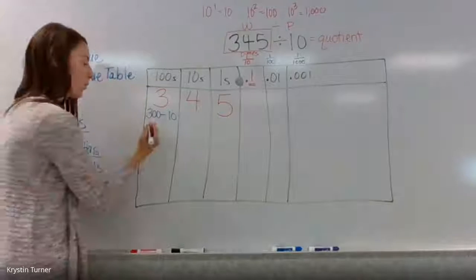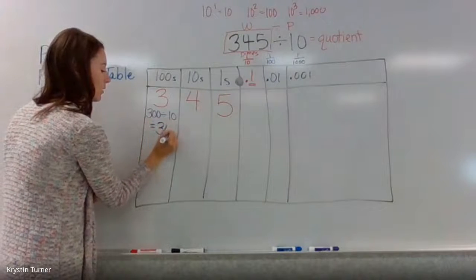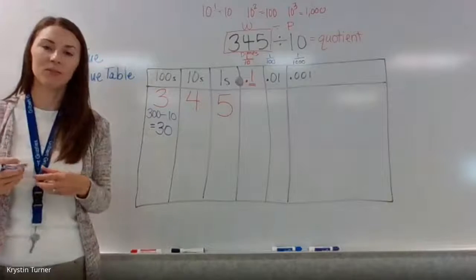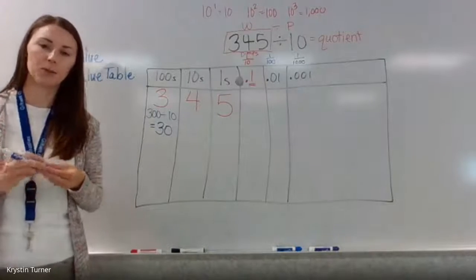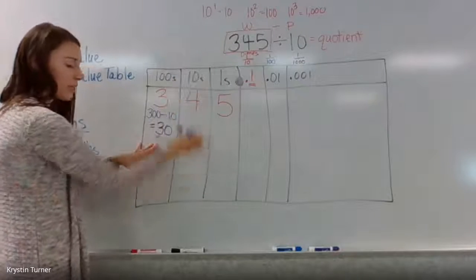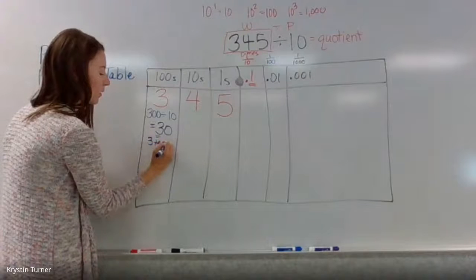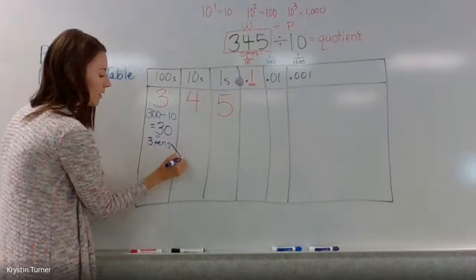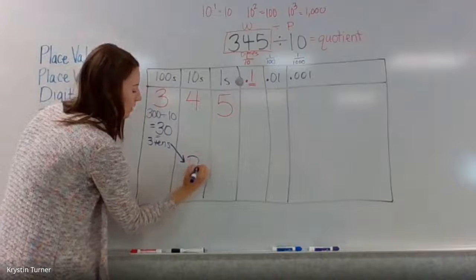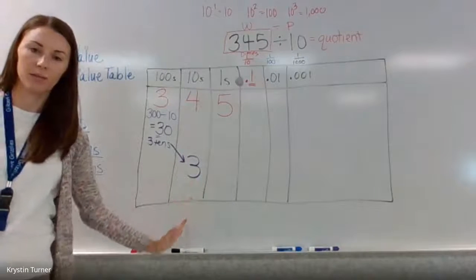So hopefully we know that that would be 30. Okay, we don't have even 100 in the group, so I need to move this 3, right? And that would be 3 tens. 30 we can think of as 3 tens. And so we're going to move it here, and that's where the 3 now goes, right? It needs to go in the tens place value.